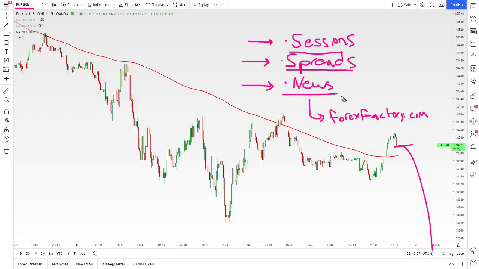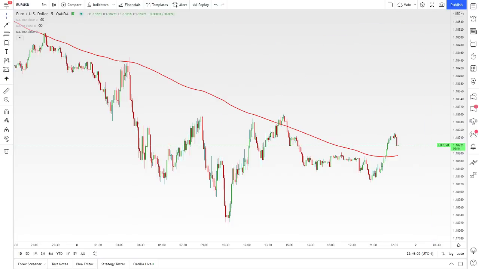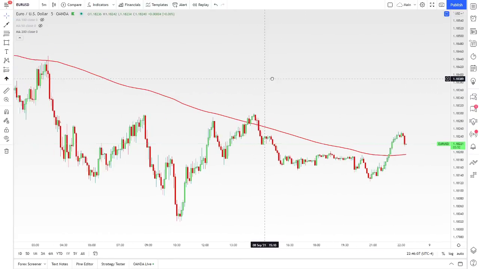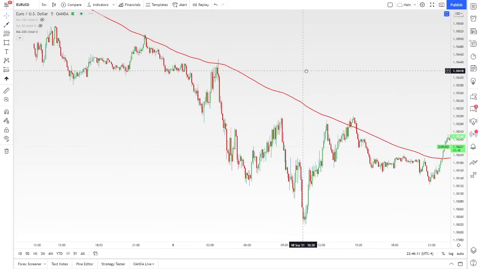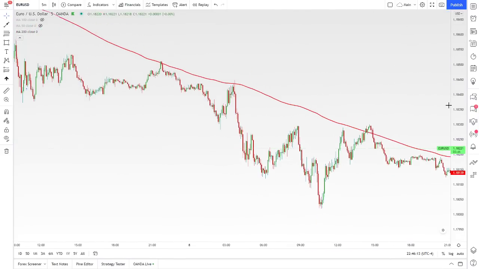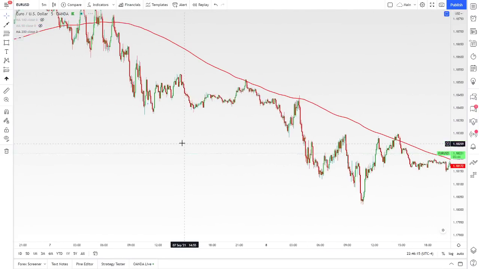Okay, so now that we've done all of the homework and the housework on trading the 5-minute chart, sessions, spreads, paying attention to the news, all the things that you need to at least be concerned about if you're going to be trading it, what kind of strategies work for the 5-minute chart? Well, it very much depends on your trading style.